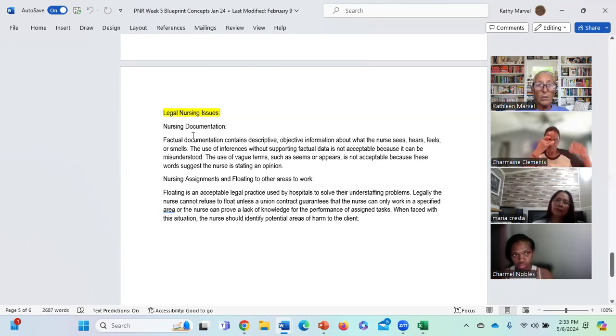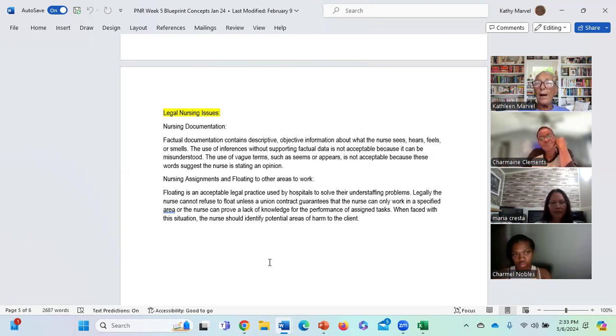Then the other legal, ethical nursing issue that comes up is floating. Typically, unless you're protected by a union, floating is an acceptable practice. Anybody ever not been floated to another unit that you have no clue about? Everybody's been floated, right? Yes. And we're floated for a variety of reasons. We can't refuse to float, unless, of course, we're part of a union.